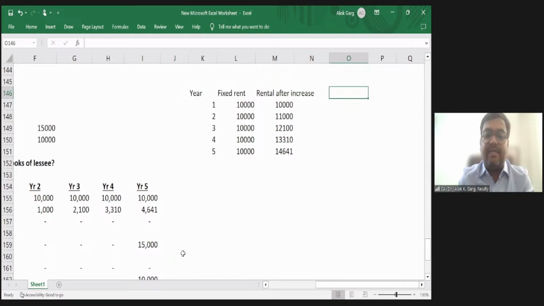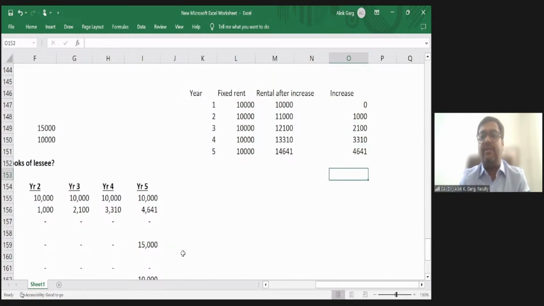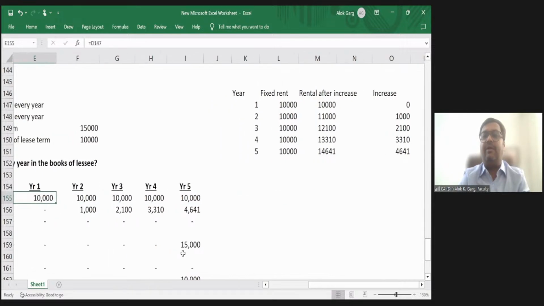So what is the actual increase? In the first year, the increase is 0 because the base rental is the same. In the second year, the increase is 1,000. In the third year, the increase is 2,100. In the fourth year, the increase is 3,310. In the fifth year, the increase is 4,641. This is what I have calculated here.